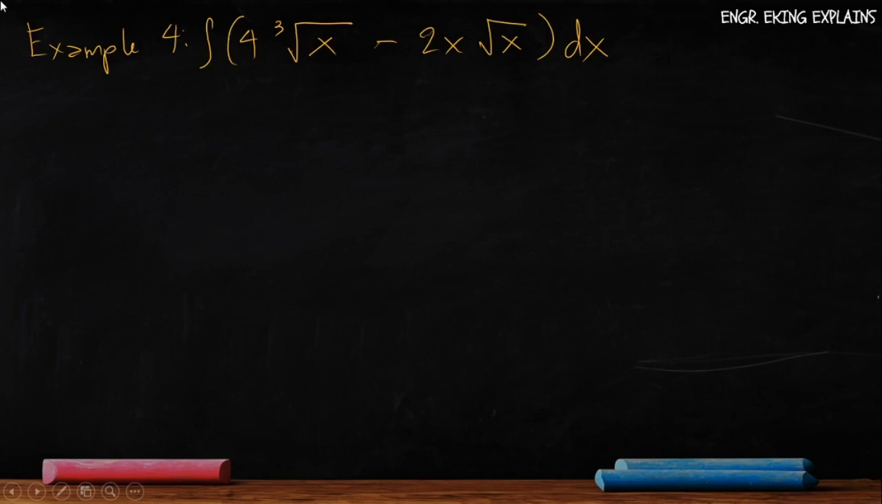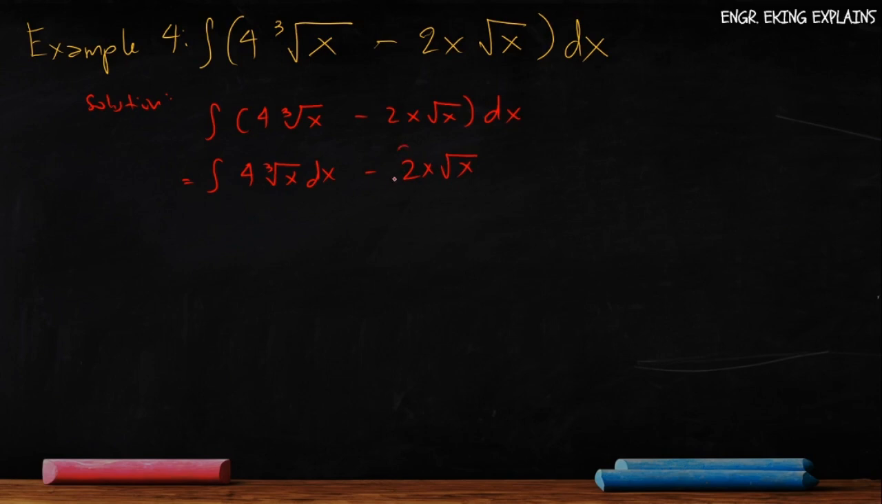Next, another example. We have here the integral of 4 cube root of x minus 2x square root of x dx. Solution. So we first use the linearity theorem. So we have 4 cube root of x dx minus 2x square root of x dx, integrating in terms of x.